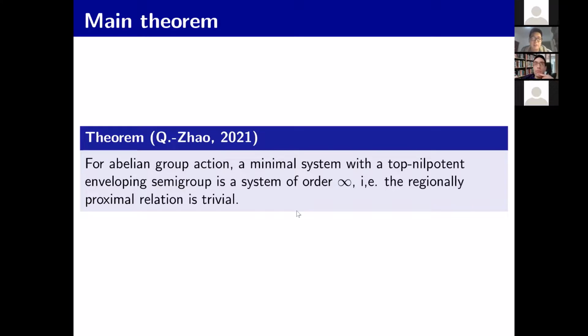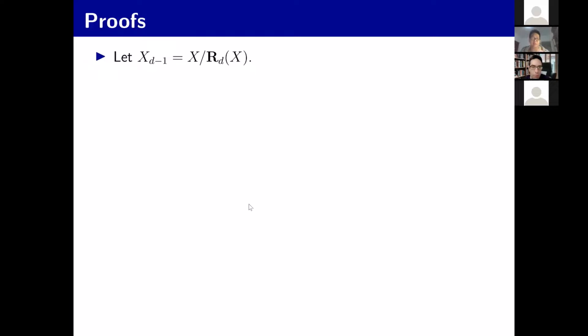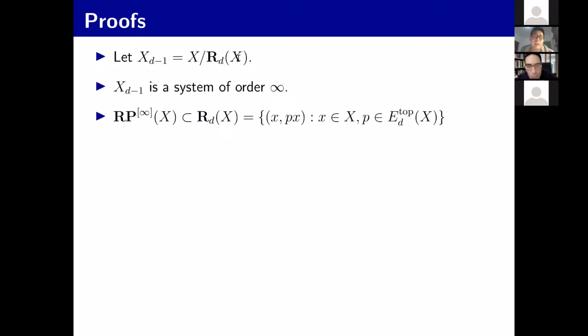Here we prove that for any abelian group action, minimal system with a pro-nilpotent enveloping semigroup, the regional proximal relation of infinity is trivial. We show it by induction on the nilpotency class. We know we can build a factor by this. So by induction, X_{d-1} is a system of order infinity. So we get the conclusion.